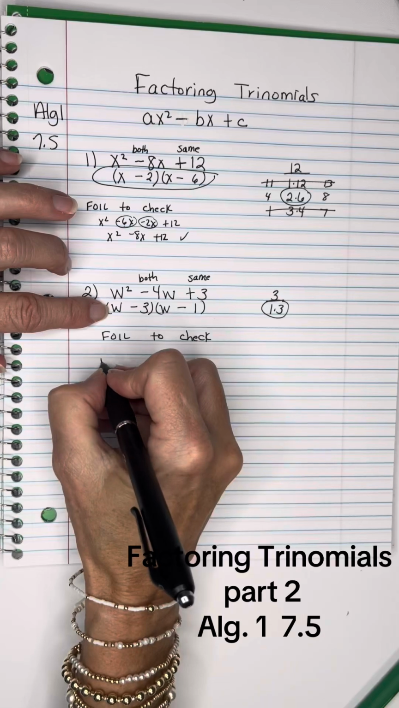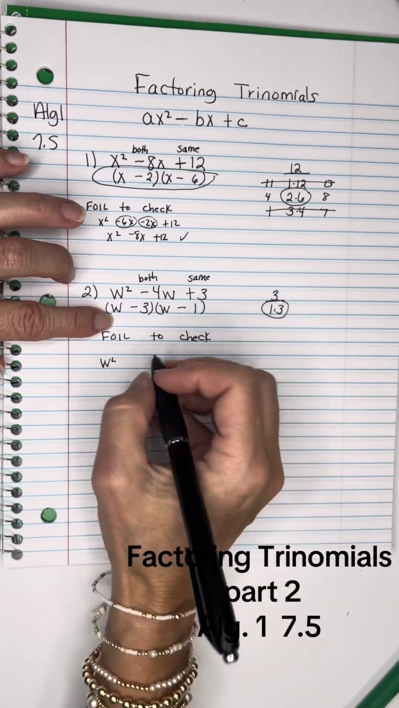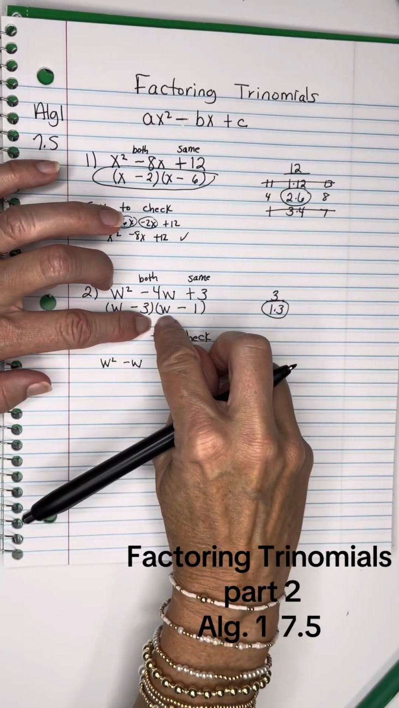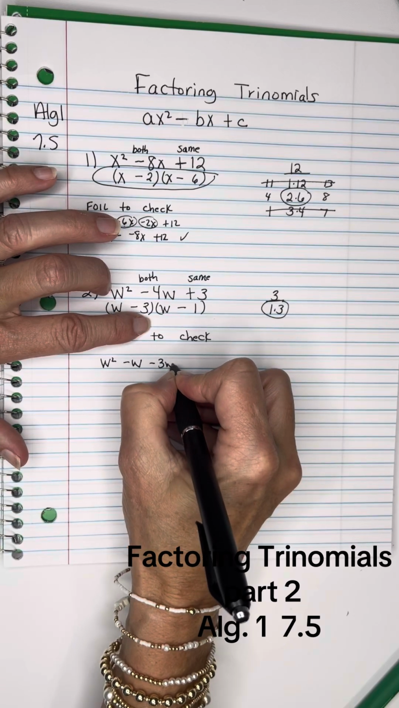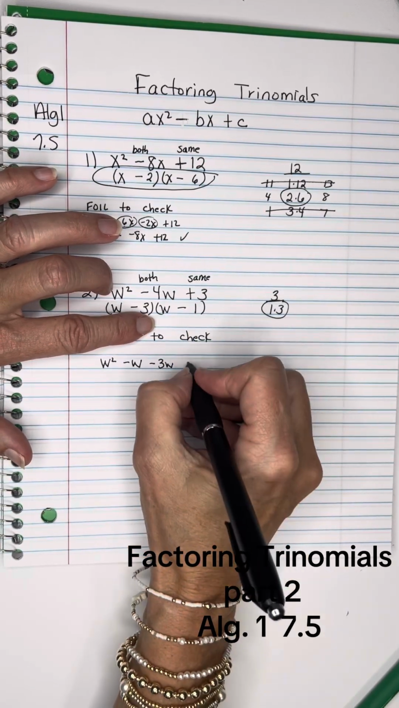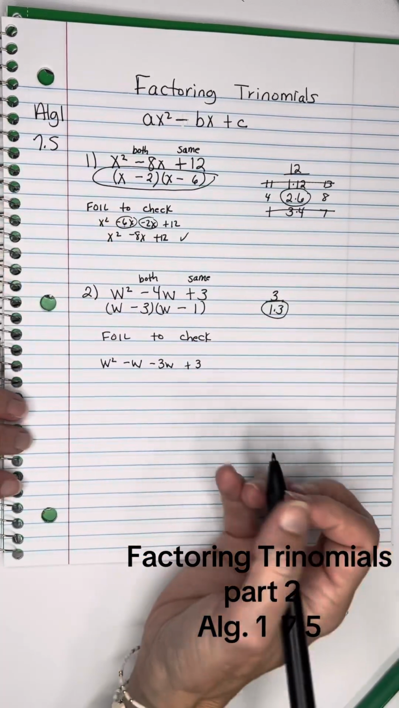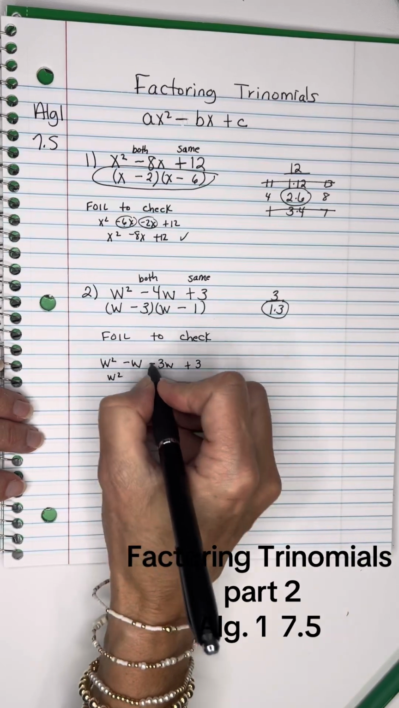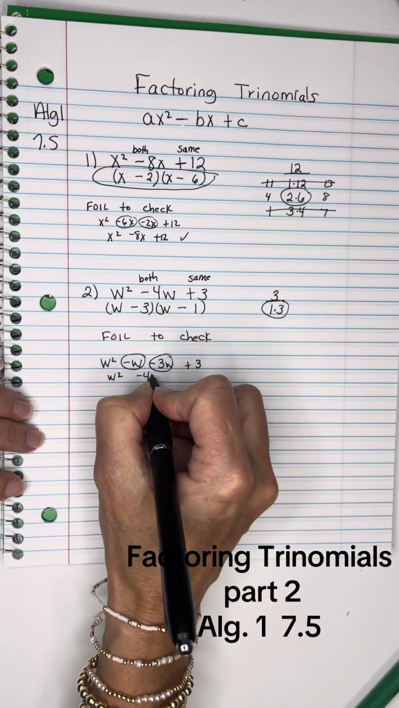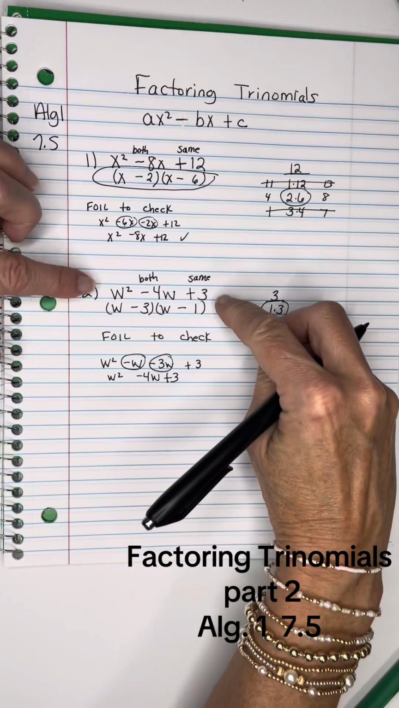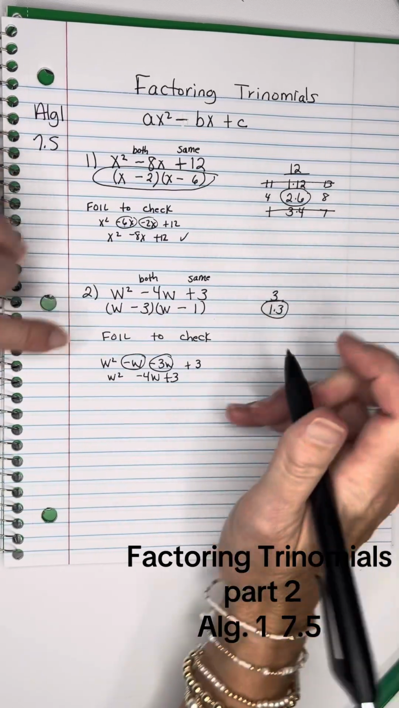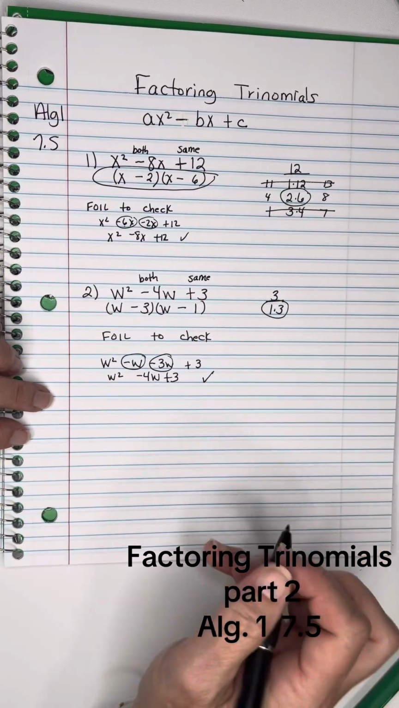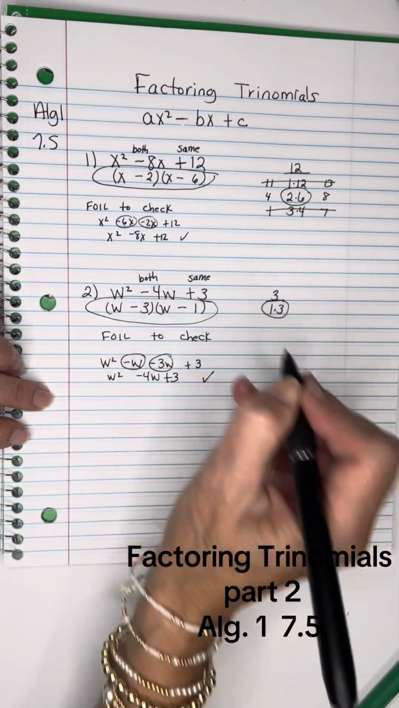W times w is w squared. The outside is negative w. The inside is negative 3w. And the last is a positive 3. All right, so w squared, combine these two, I get negative 4w plus 3. Go back and see, is that what we started out with? Yes, it is. So my solution is right here.